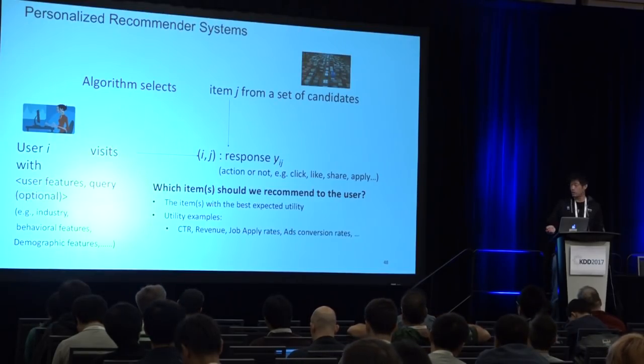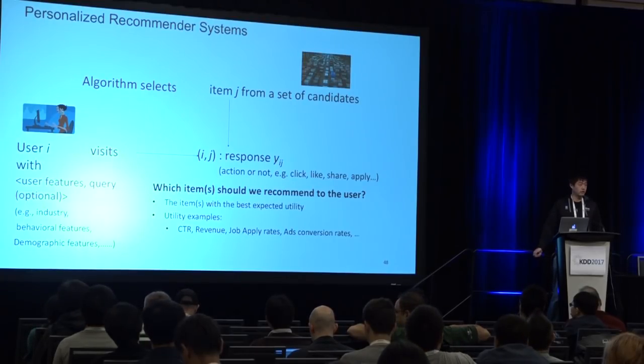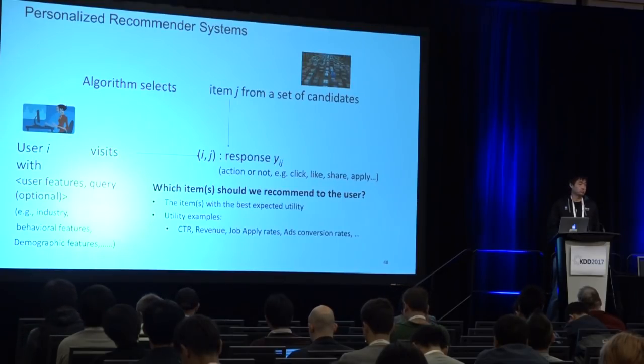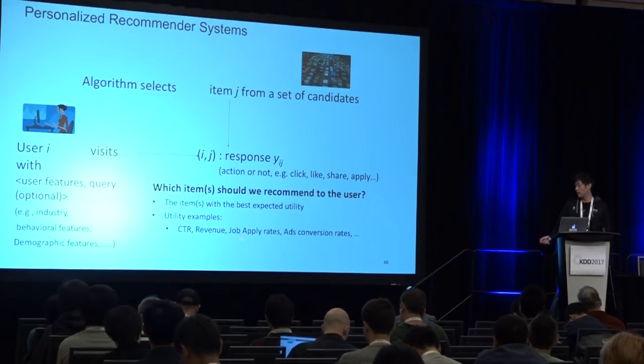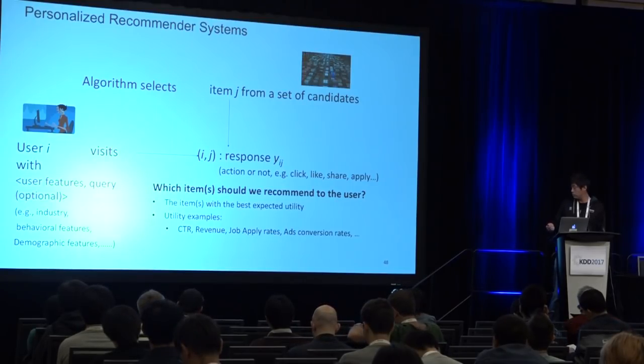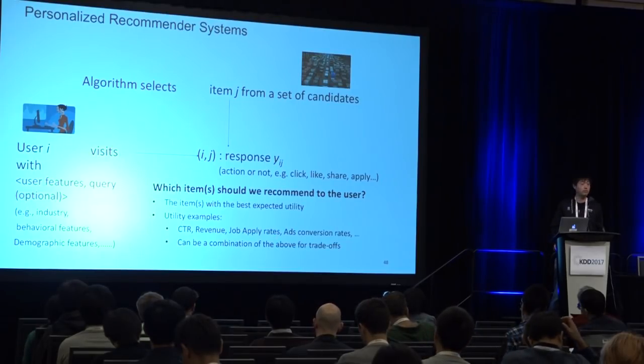Examples can include, for example, if you are running a site just to attract more and more users, you may say, okay, let me optimize for CTR, click-through rate. The more people click, the more I think the site is engaging, right? On the other side, if you're running an ads system, you may say, I want to optimize for revenue, because that's how I get money. If you're running a job site, you may say, I want to make sure many people can apply, so I want to optimize for job applications. So there are many different things that you can set up as a utility. But ultimately, you want to choose the items with the best expected utility, because that is the goal of your recommender system. And sometimes, you can even have a combination of them, right?